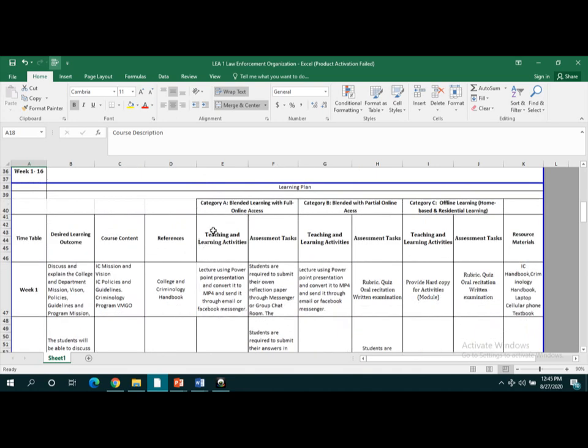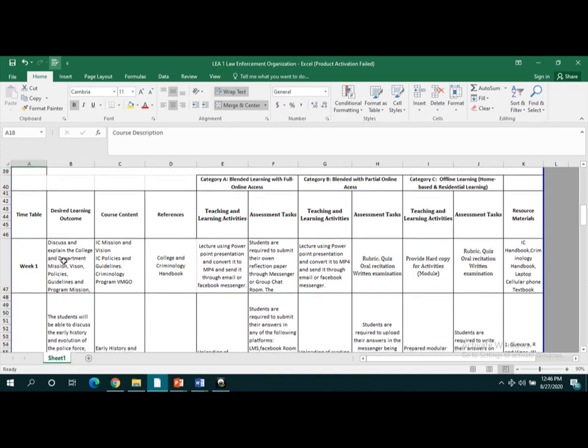So, we categorize learners into three. So, we have category A. These are students that have full online access and can interact with the instructor or teacher. Letter B or category B are those students who are intermittent with their access in the internet, also known as partial online. And the category C are the modular students or offline learners.